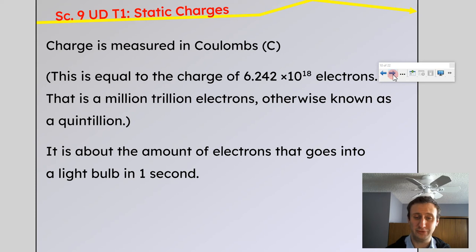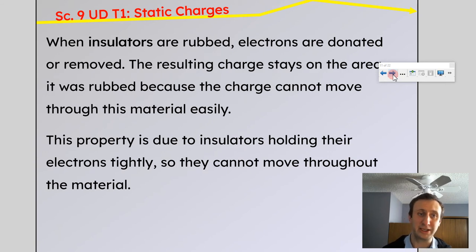In other words, 6.242 quintillion electrons in 1 coulomb. But coulomb is the way that we track charge. There you go. It is about the amount of electrons that goes into a light bulb in 1 second. So your normal light bulb takes 1 coulomb per second. So in your normal light bulb, if you look around the room right now, it is having 1,000,000 trillion electrons go through it every single second. Absolutely insane. And that again shows you how tiny electrons are and how much we're talking about here.